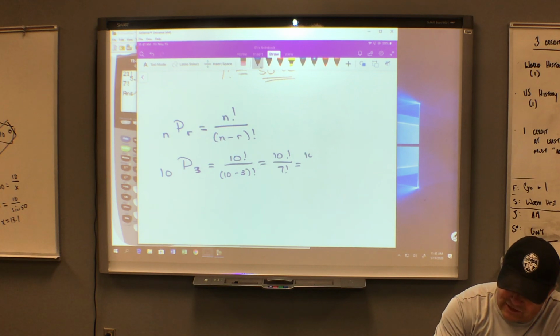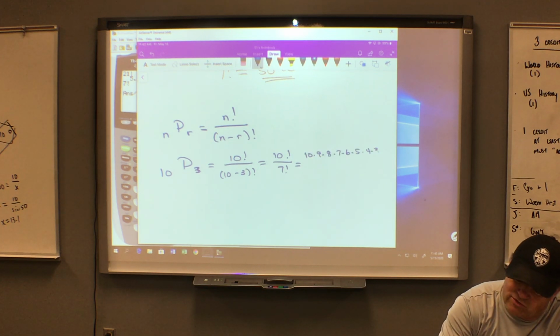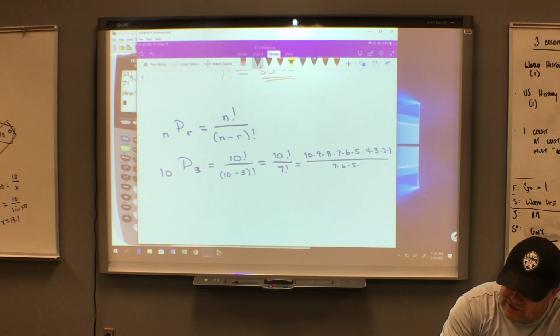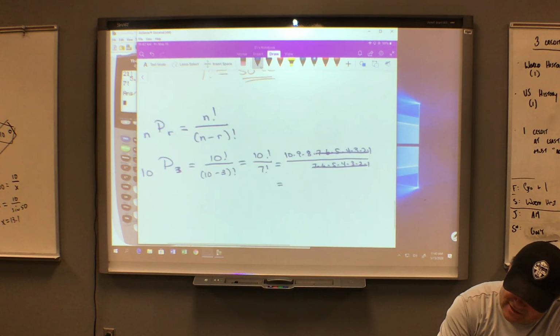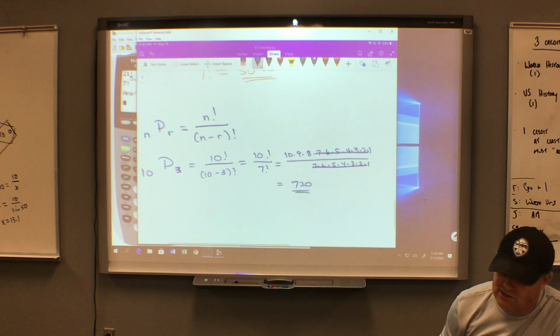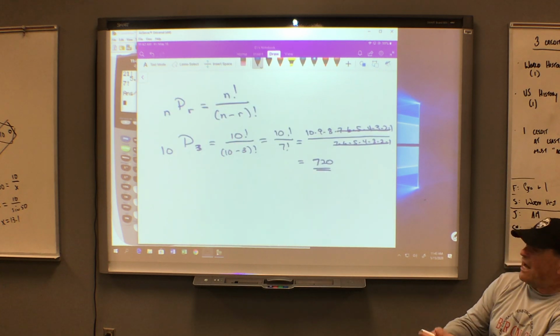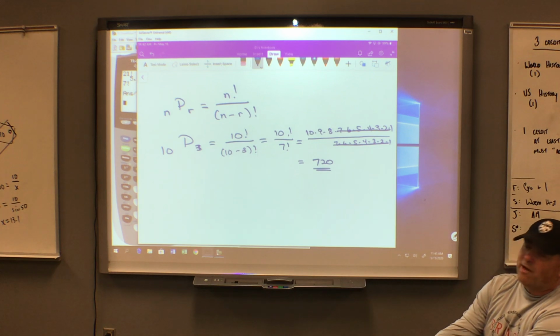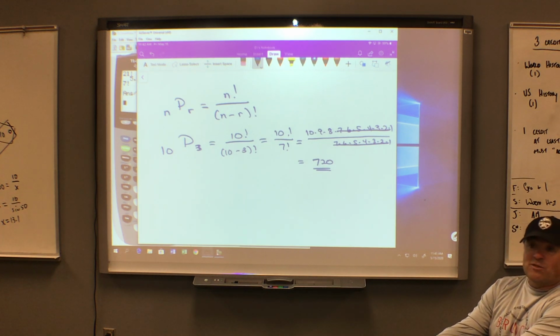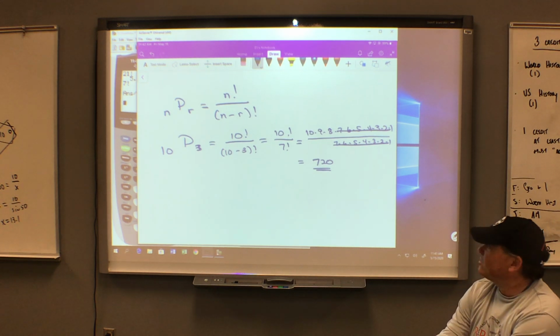but by hand this looks like 10 times 9 times 8 times 7 times 6 times 5 times 4 times 3 times 2 times 1 over 7 times 6 times 5 times 4 times 3 times 2 times 1, cancel, cancel, and I'm looking at 720. There are 720 different outcomes that I could expect. Now in probability then we would say, hey, what's the probability of person A actually winning the president?